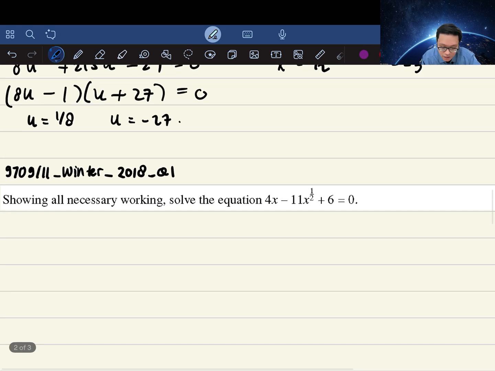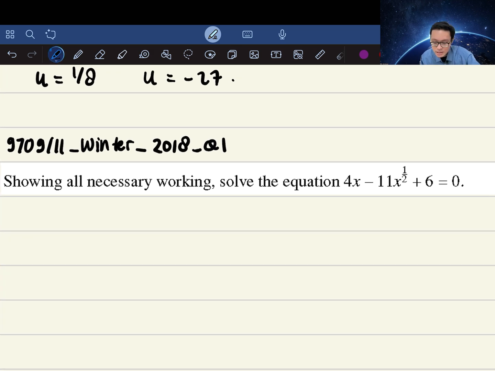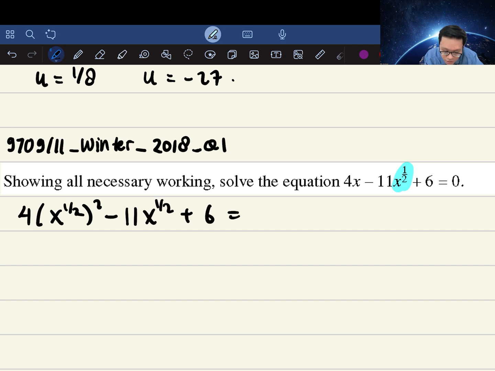Now, we also have another type of question like this with different power, like this: 4x minus 11x^(1/2) plus 6. And we can change it into 4(x^(1/2)) squared. So you have to look at the pattern here. Usually we look at the smallest power, which is a half, and look at this one, that is x^(1/2) being squared. So we can rewrite like that, minus 11x^(1/2) plus 6 equals 0.